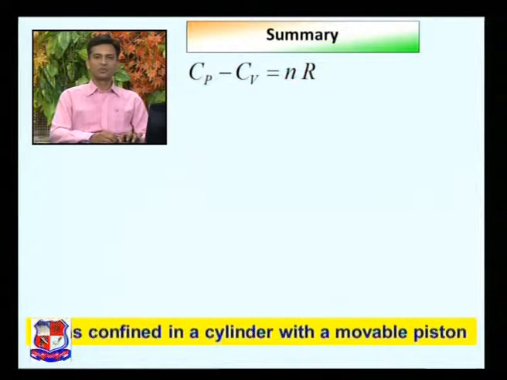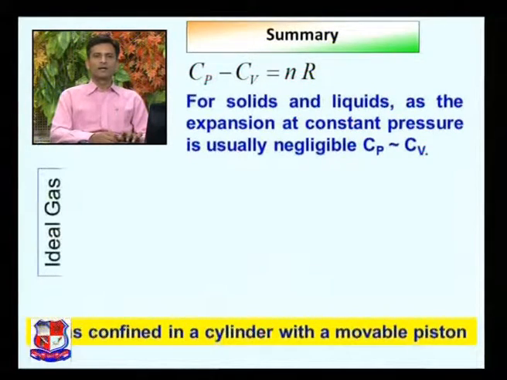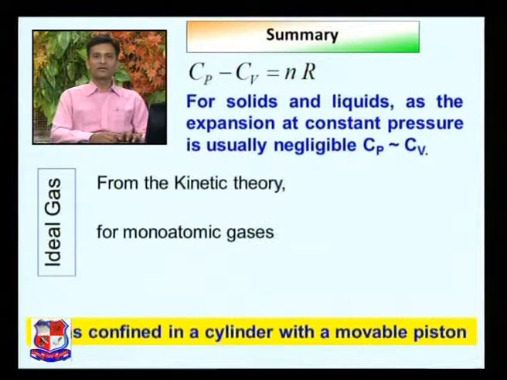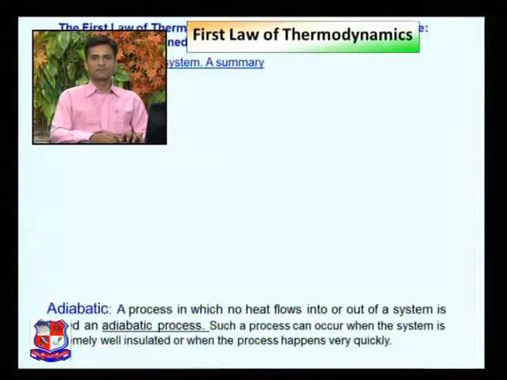Cp minus Cv is equal to nR, and for solids and liquids, as the expansion at constant pressure is usually negligible, Cp and Cv are both equal. Hence for an ideal gas, from the kinetic theory, for monoatomic gases Cv is equal to 3/2 nR, and for diatomic gases Cv is equal to 5/2 nR. This is for an ideal gas.